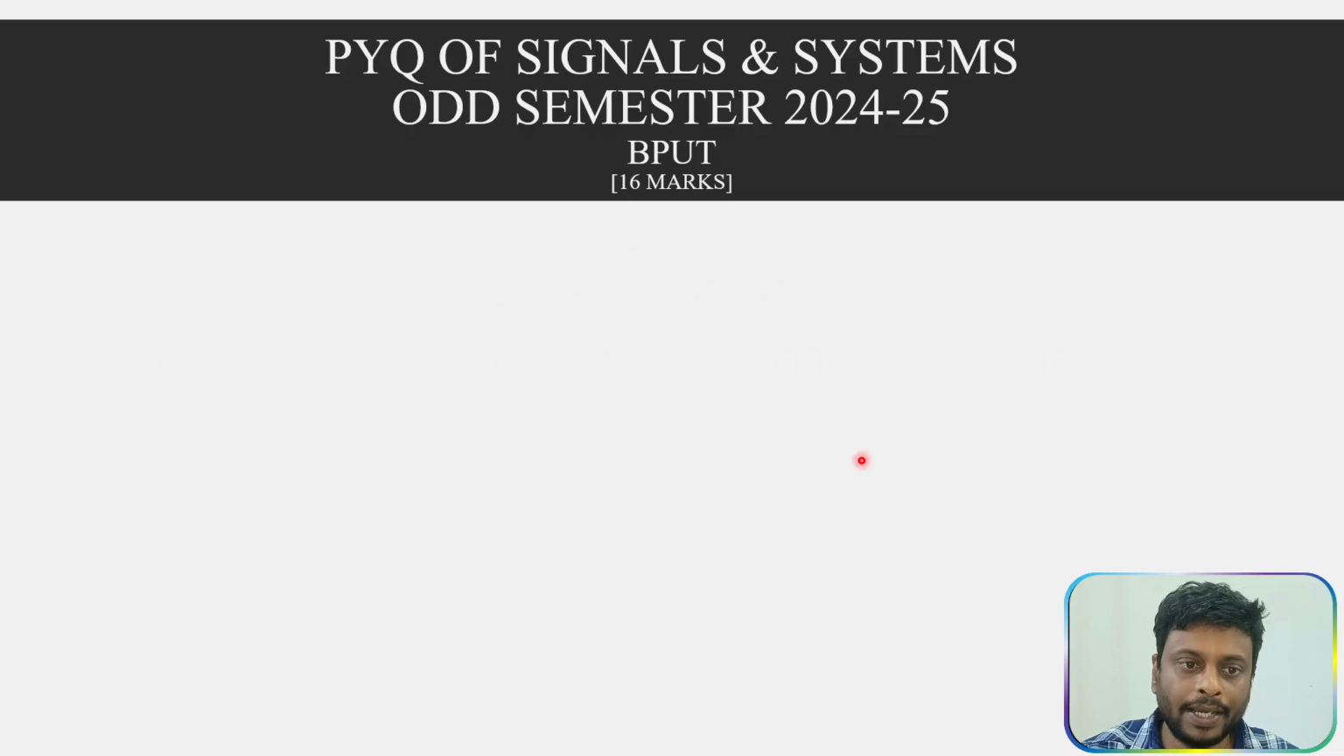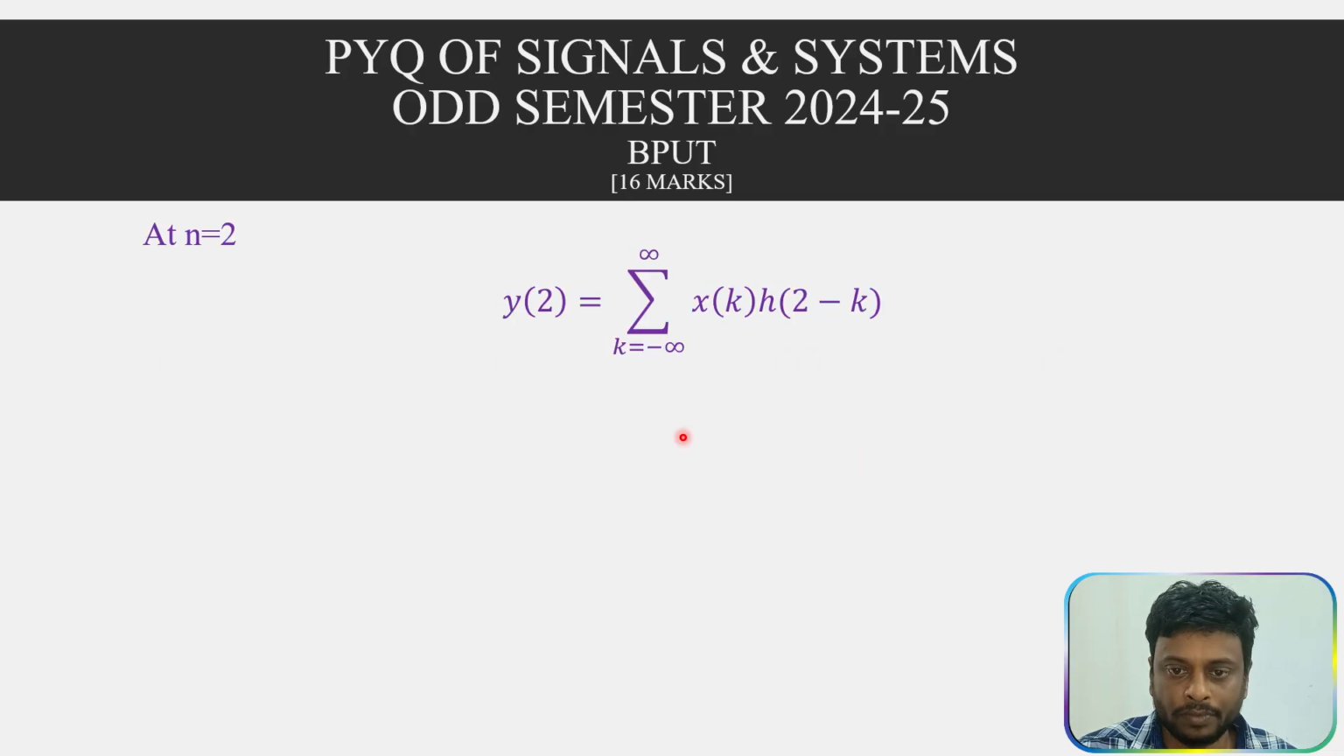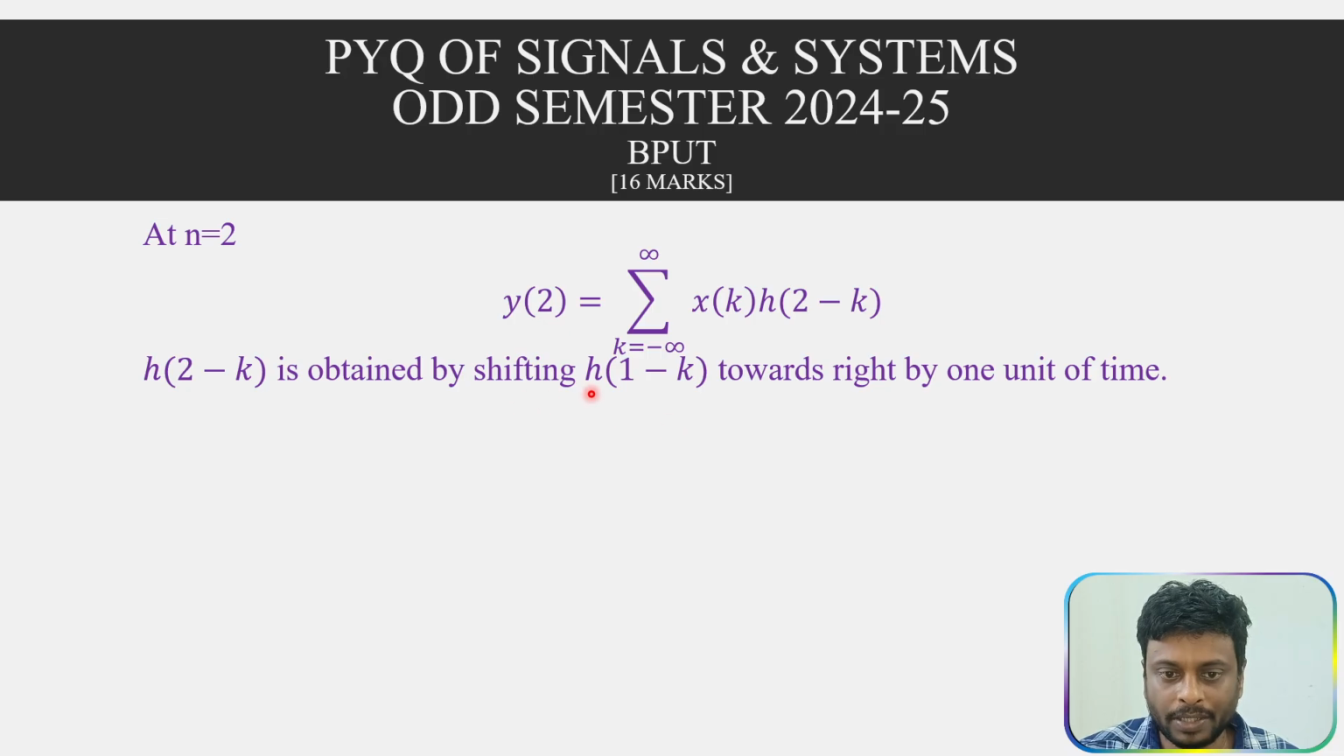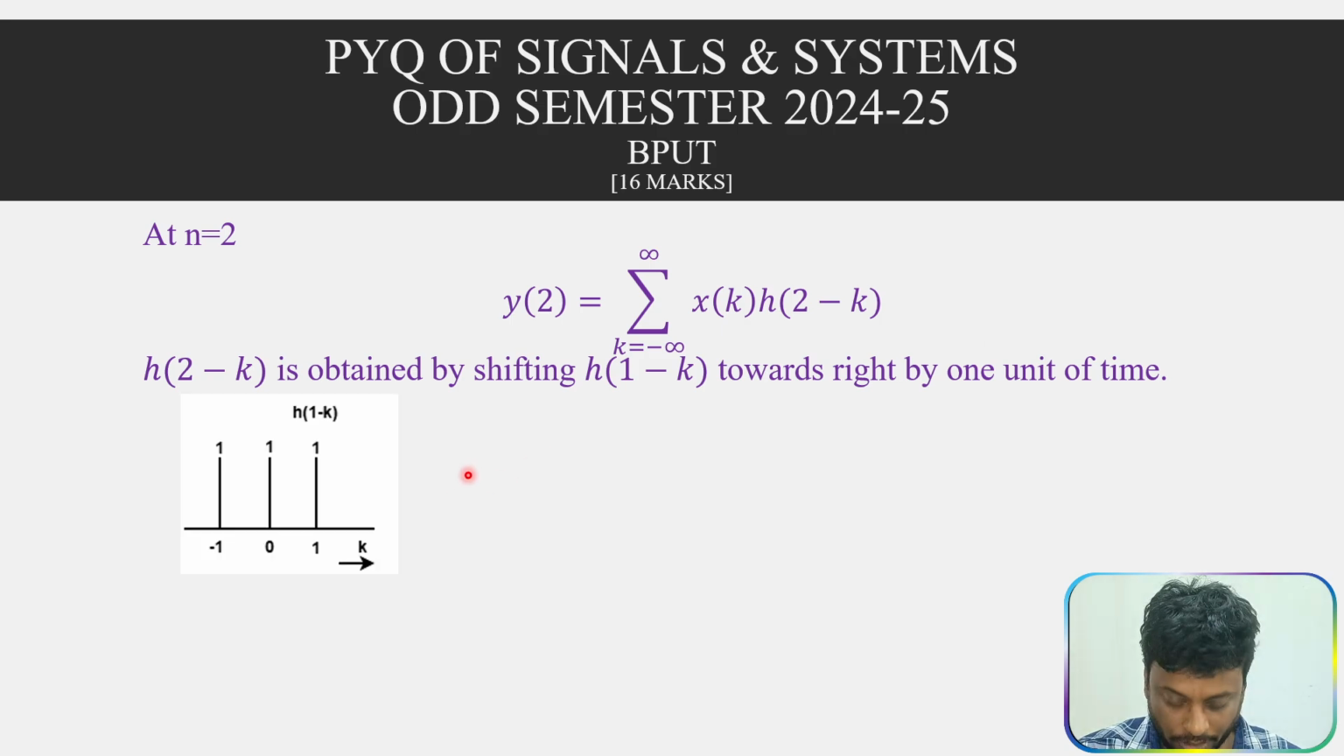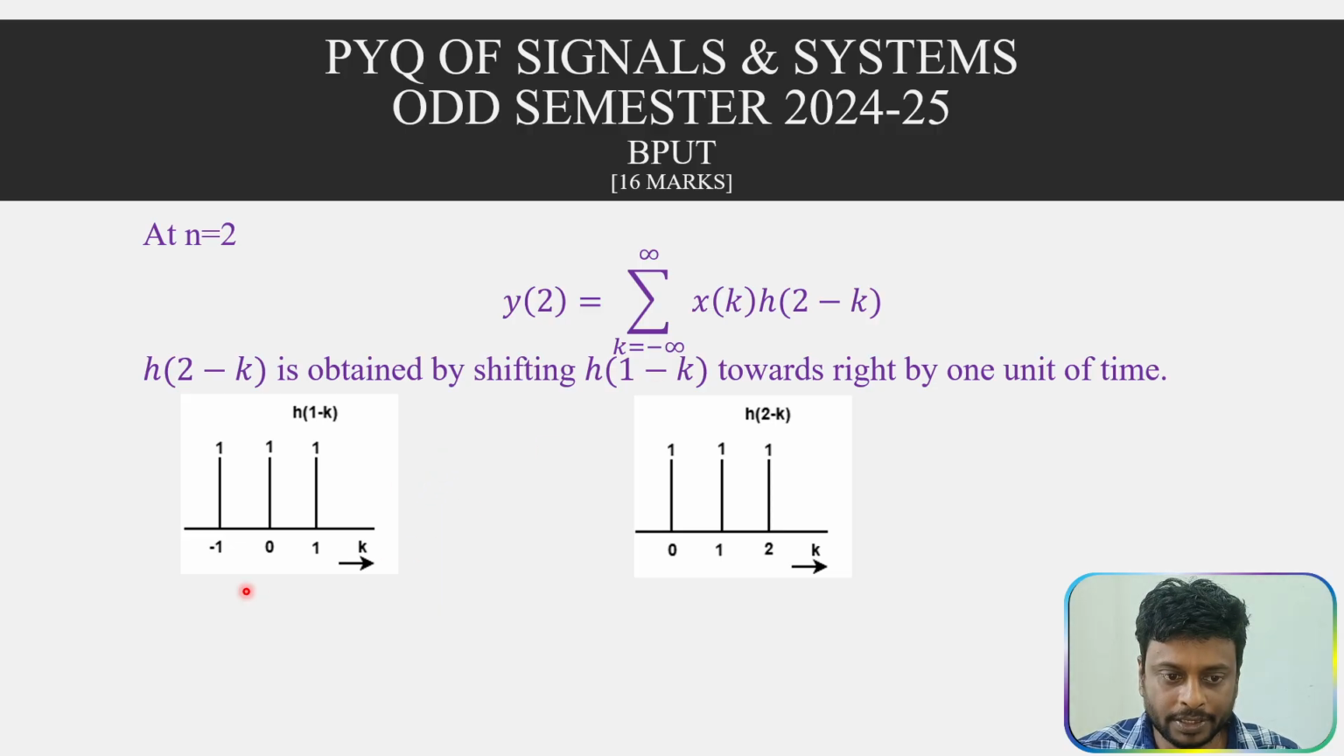Next is at n equal to 2. So n equal to 2, this is the formula. We need to find out what is h of 2 minus k. So h of 2 minus k is obtained by shifting h of 1 minus k towards the right by 1 unit of time. So it will be 0, 1 and 2. Amplitudes are the same; we have to shift the time axis.